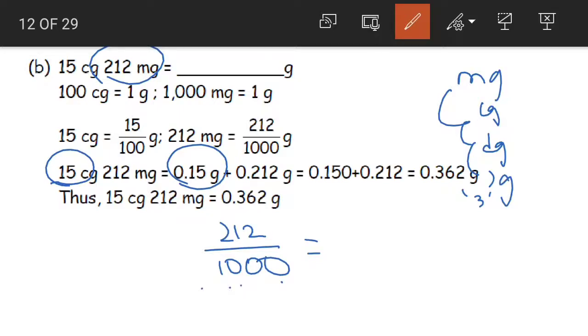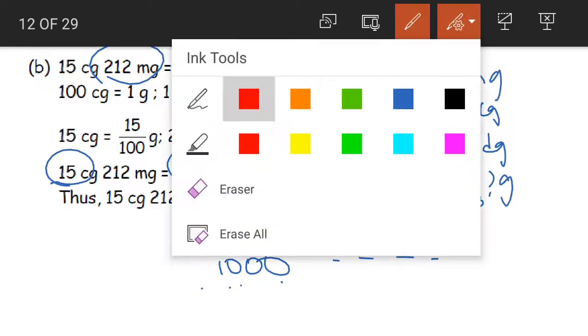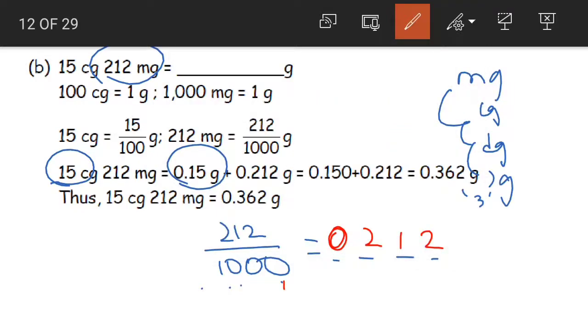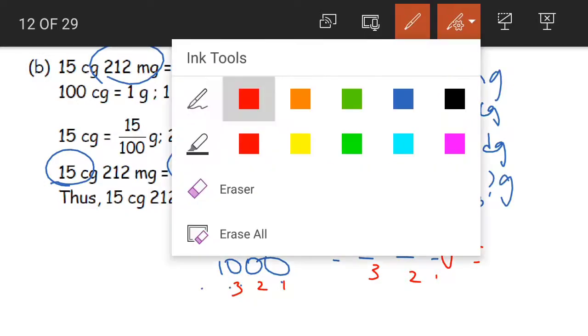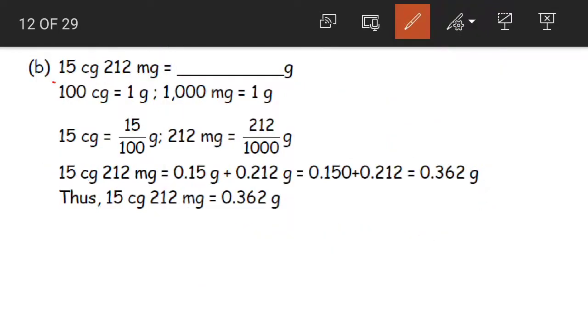Now the denominator is a 4-digit number. So we'll have to write our numerator also as a 4-digit number. 212, and in the empty space we'll write 0. Count the number of zeros, 1, 2, 3. So after 3 digits from the right, place our decimal point. So the number becomes 0.212 grams. The unit of measurement would be grams. Yes, children, 0.212 grams. Now what should our final answer be? We have converted centigrams into grams and also milligrams into grams.